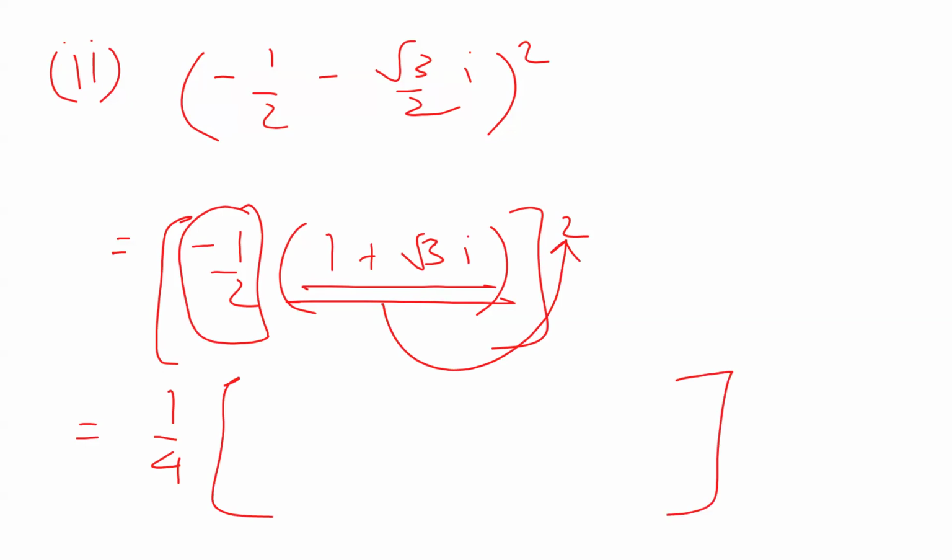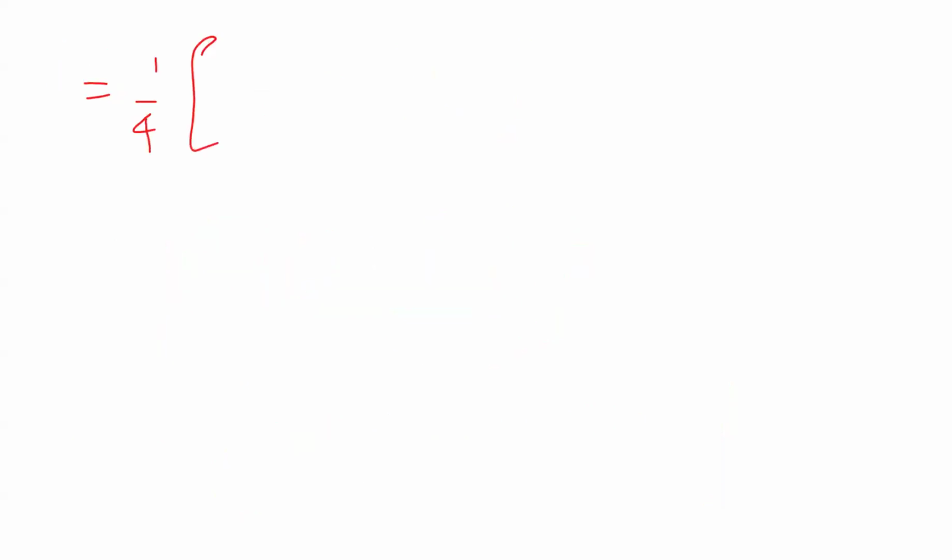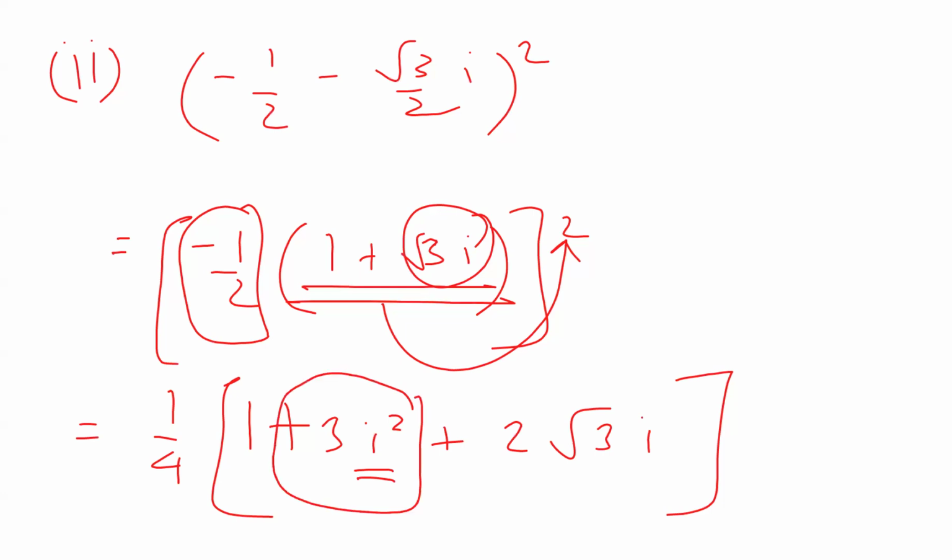A plus b the whole square. So a square plus b square, square of this is 3i square, plus 2ab. Now i square is minus 1, so this is going to be minus 3. So 1 by 4, 1 minus 3 plus 2 root 3i. Okay, this I have written as minus 3. Fine.